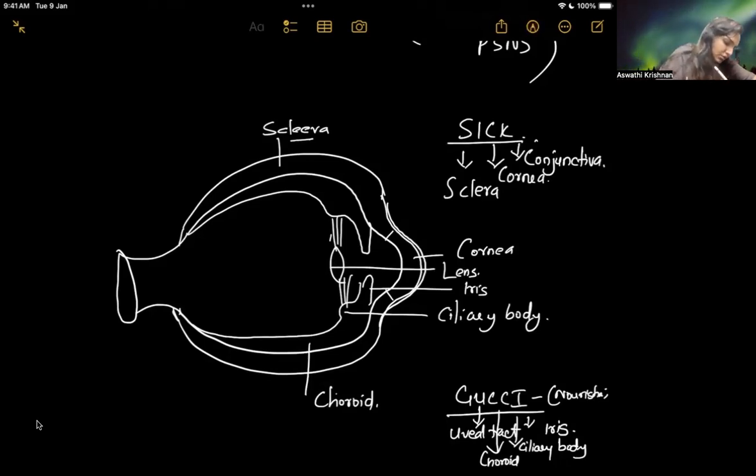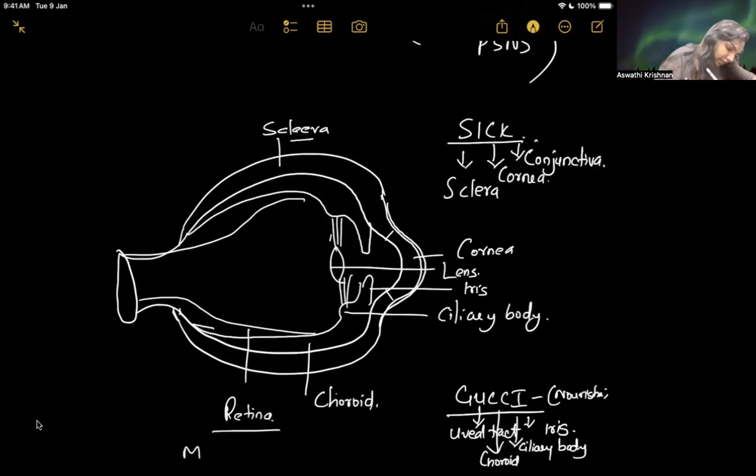Now the third coat is that of the retina. Okay, so this is the retina, and that stands for M, Michael Kors. Now, K, you can take it as C and say cones. O for optic nerve. R for rods. Retina.